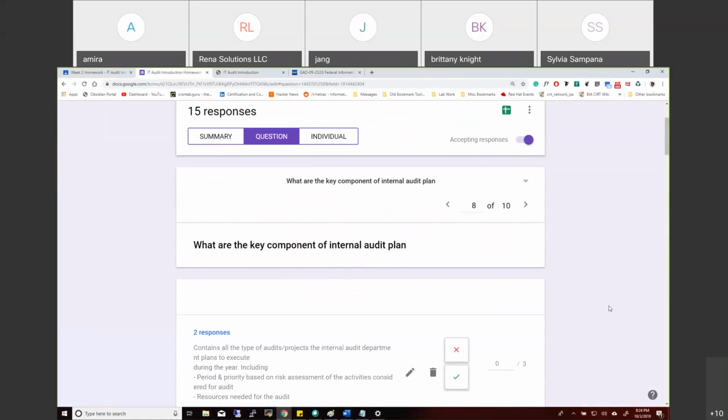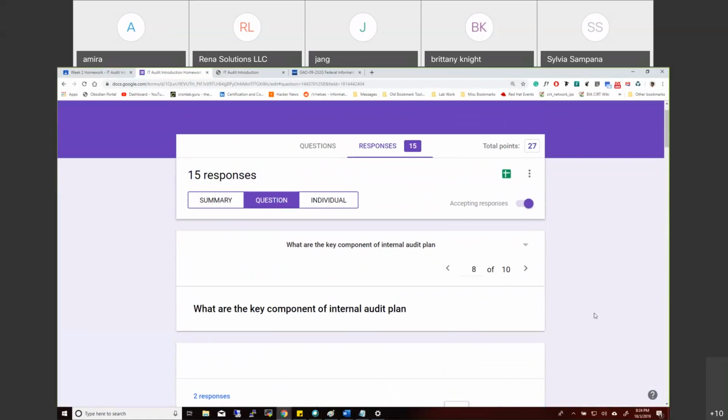What are the key components of an internal audit plan? You want to take this one? Yes. The internal audit plan contains all the types of audit projects the internal audit department is to execute during a year, like the period and priority based on risk assessment of the activities considered for the audit, and the resources needed for the audit.